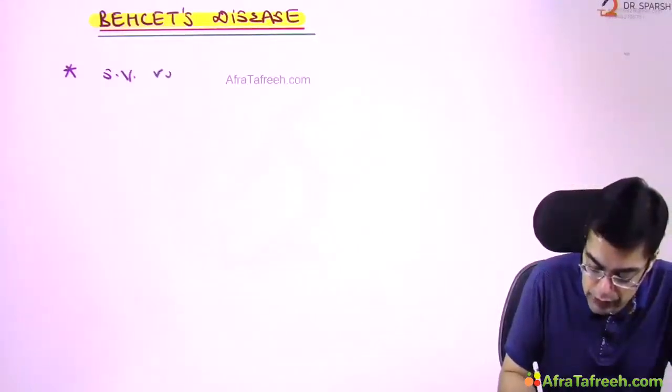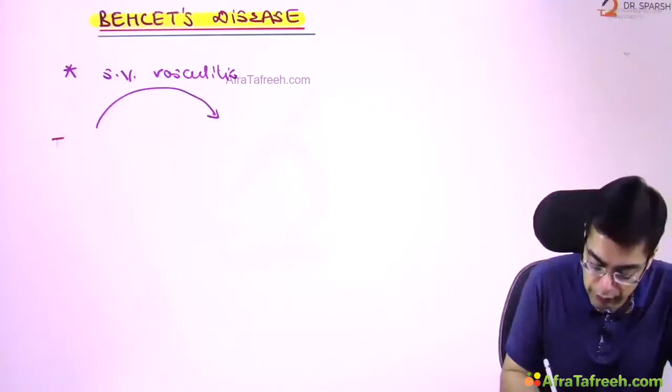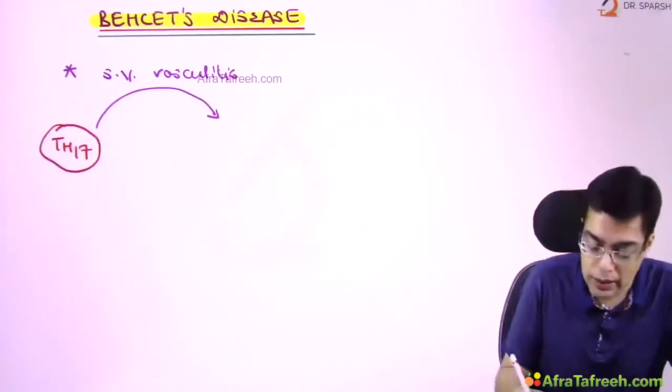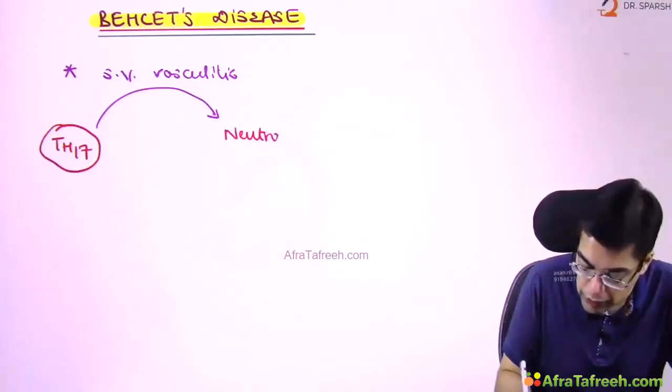We now talk about an example of a condition which is given the name of Behçet's disease. Behçet's disease is an example of a condition which is going to be causing an involvement of the small vessels. So this is an example of a small vessel vasculitis. Now in the pathogenesis of this condition, a very important role is played by helper T cell subtype 17. This helper T cell subtype 17 is going to be responsible for causing neutrophilic infiltration in the vessel wall.